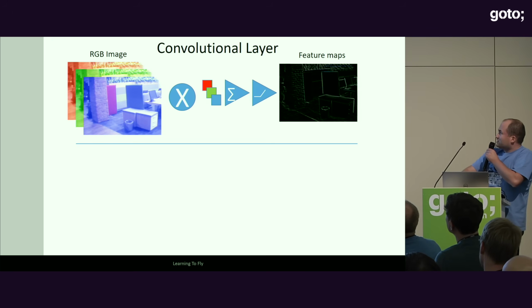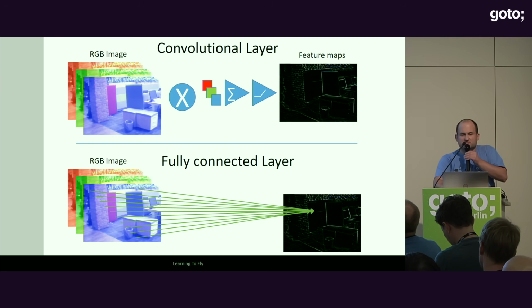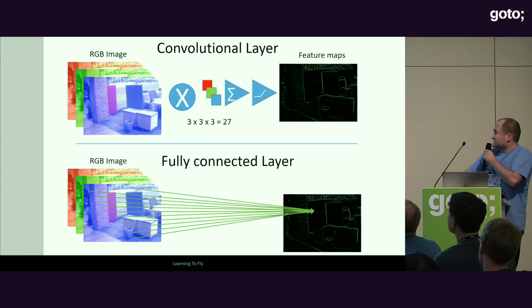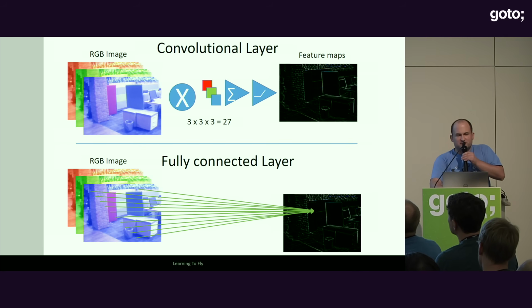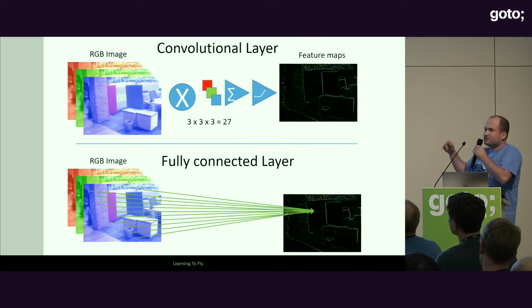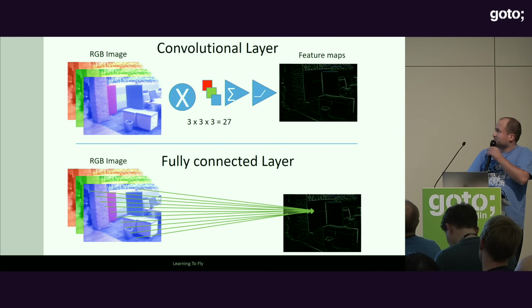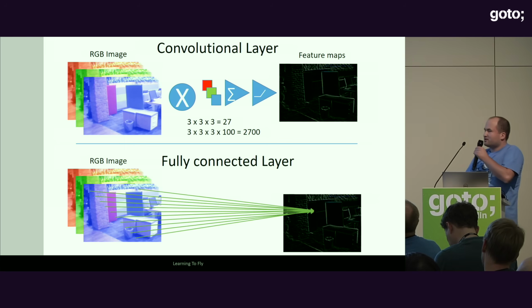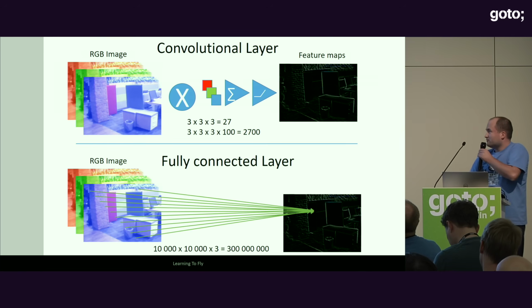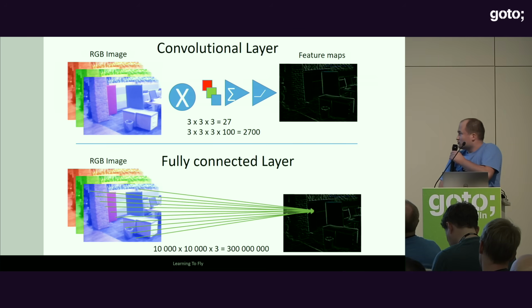So what is the difference between a convolutional layer and the fully connected layer that I was mentioning before? The main difference is the number of weights. We created a feature map using just 27 weights stored in this filter. So we have 3 filters, 3 by 3, so it's 27 weights. If you want to have multiple feature maps, like 100, you have like 3,000 weights, but we are producing 100 feature maps, so many, many features. On the other hand, in a fully connected layer, we will have 300 million weights, producing just one image.